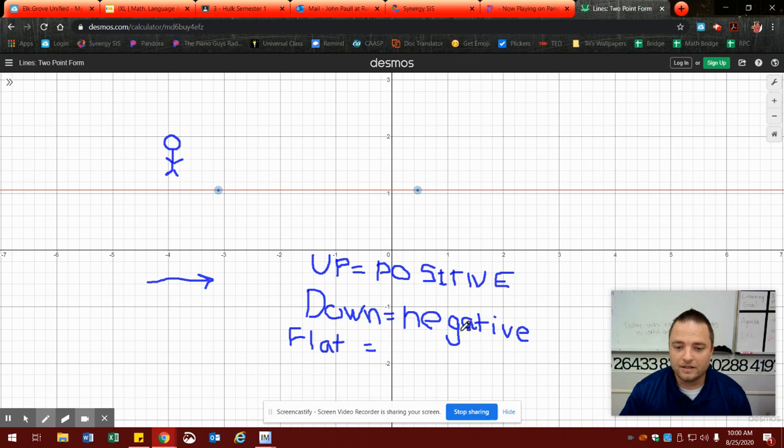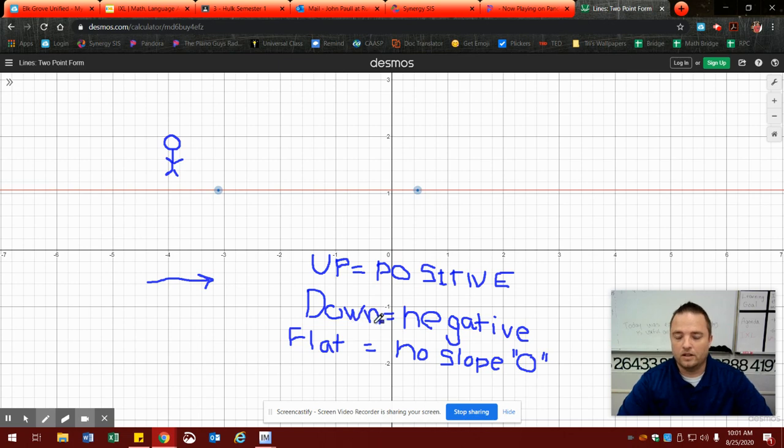It's not positive, it's not negative. It's not a positive number, it's not a negative number. It's zero, which is neither positive nor negative. It is a no slope. So we're going to say no slope, or zero slope. Okay, because zero is neither positive nor negative.